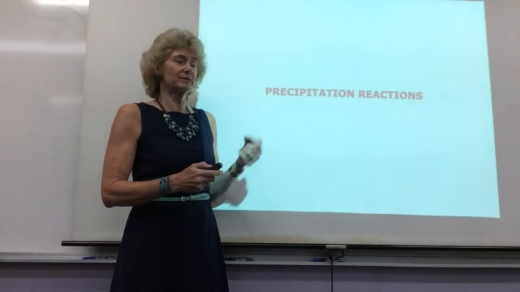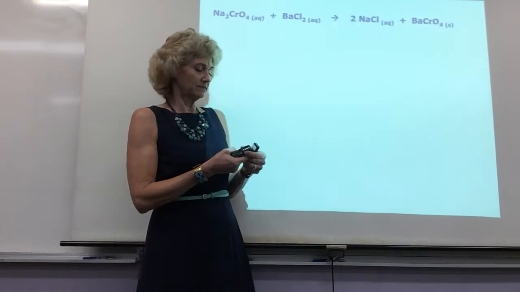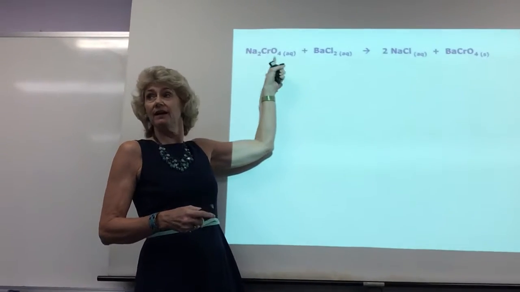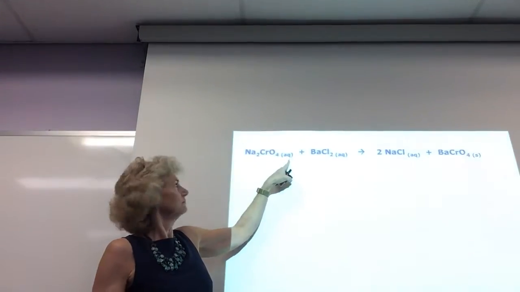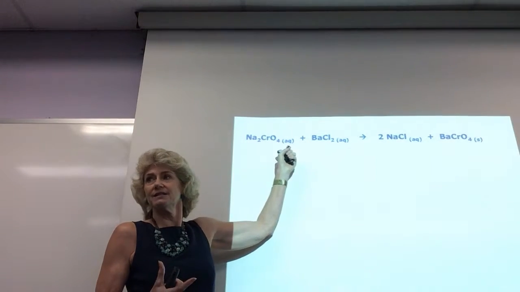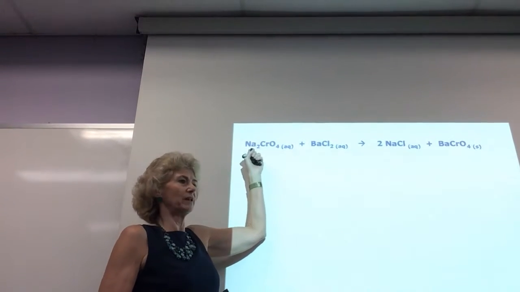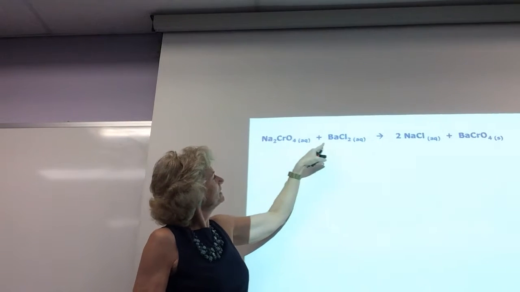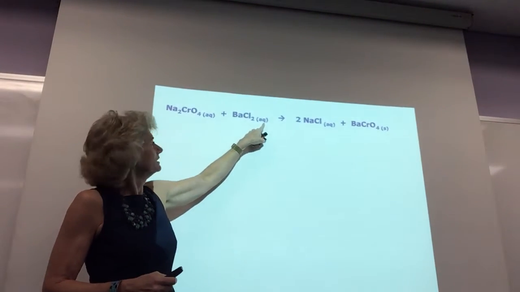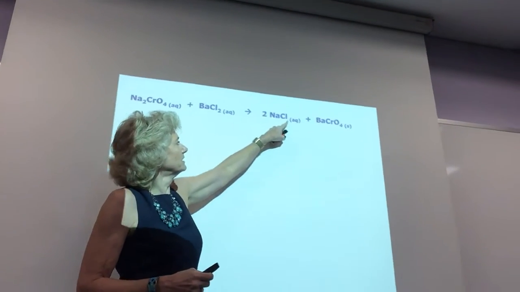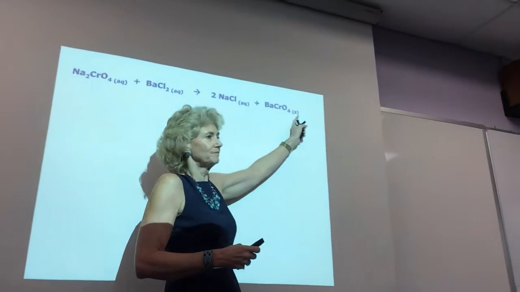Through the rest of the chapter, precipitation reactions. So if you have something like this, what's the name of that stuff? It's a solution. It's liquid. It tells you it's dissolved. Or we remember that all group 1 metal cations are soluble in water. And barium chloride, this one's telling you that this is dissolved. And then you put them together and you end up with this and a precipitate.